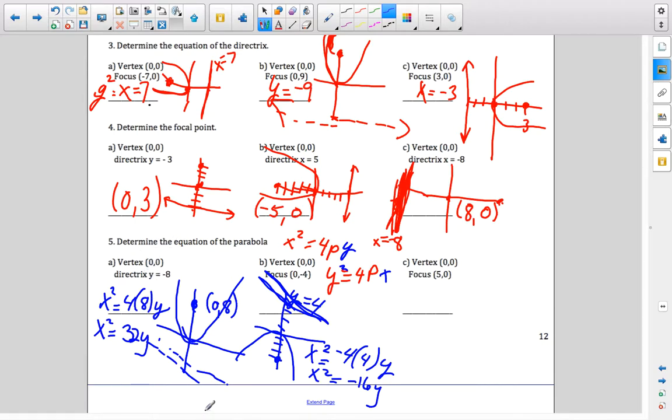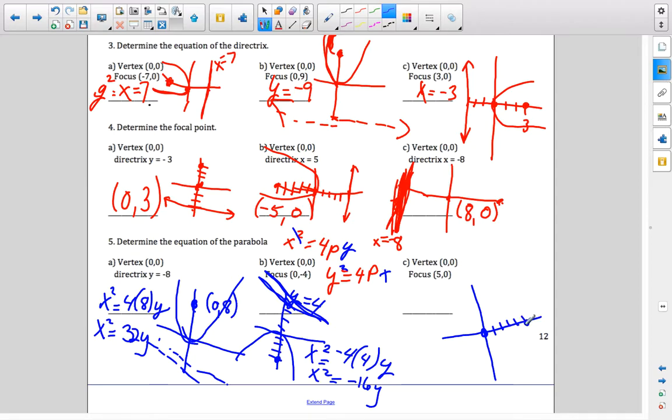Okay, let's look at this last one on page 12. The vertex is at (0, 0). The focus is at (5, 0): 1, 2, 3, 4, 5, 0.